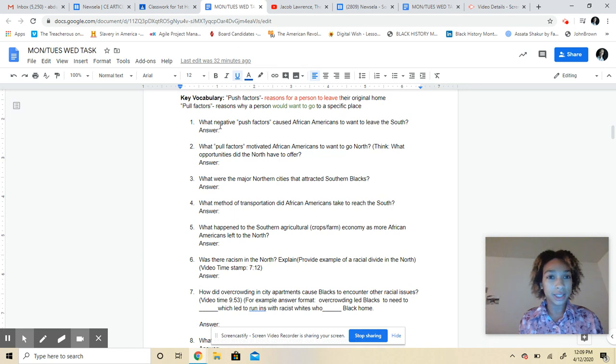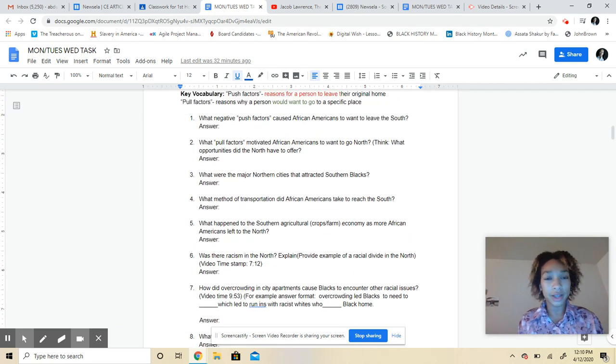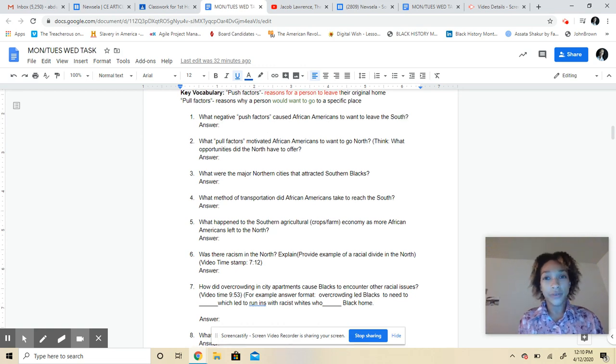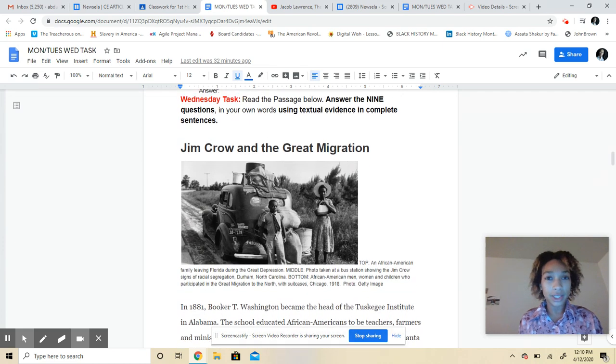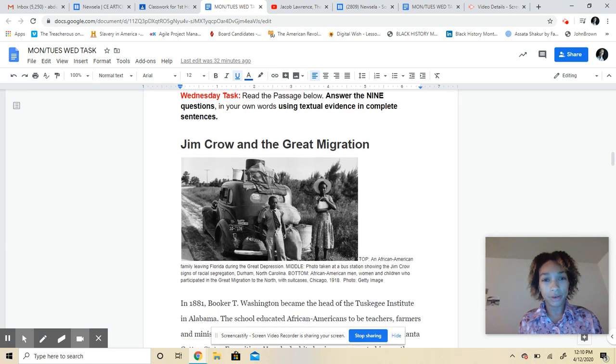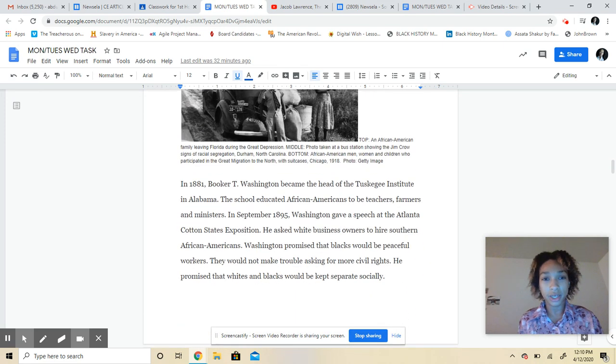So again, when I say the push factors, I'm asking what are the reasons why African Americans wanted to leave the South, and the pull factors are going to be the things that attracted African Americans to the North. Lastly, Wednesday's task, you're going to be reading about Jim Crow and the Great Migration.